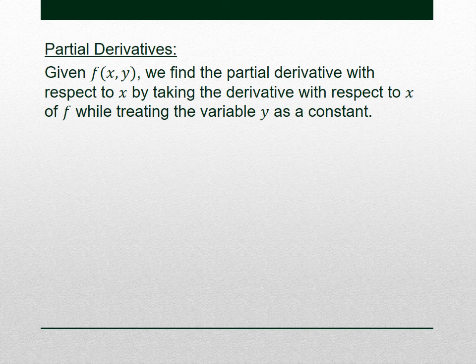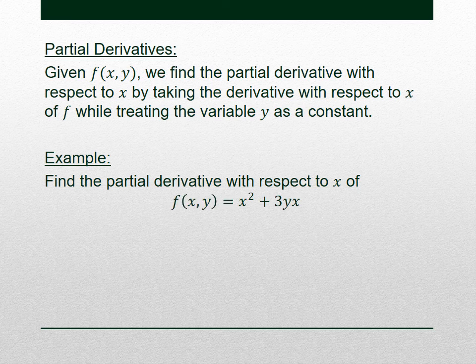So how do we find that? You take the partial derivative by taking the derivative with respect to x, where you treat the y as a constant. So for example, if we have this function, to find fx, the partial derivative with respect to x, what we're going to do is take the derivative like normal, but whenever we see a y, a variable that's not the thing we're taking the derivative with respect to, we're going to treat it as a constant.